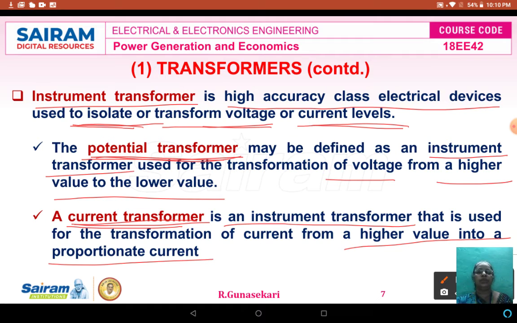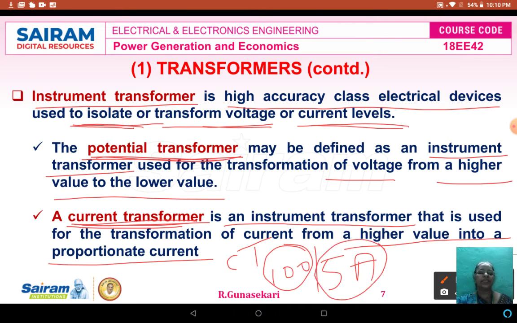For example, if the current is 100 amps and you want to reduce it to 5 amps, or 5 amps to 100 amps, that means a higher value to a proportionate value. Normally the current transformer abbreviation is CT, and they write 100/5 amps. That means the 100 amps is the primary side, and the 5 amps is the secondary side. This is the current transformer. Higher value means 100 amps, into a proportionate current, that is 5 amps.